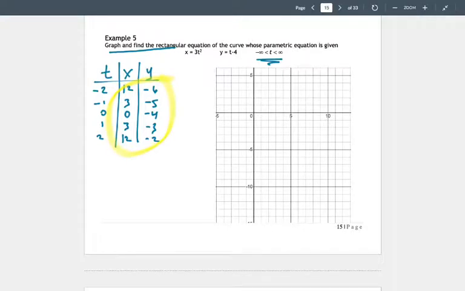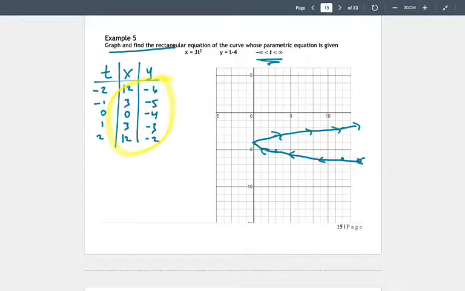So at 12, we're down here at -6. At 3, we're at -5. At 0, we're at -4. And then -3. And then 12, -2. Okay, this one does go forever because it's negative infinity to infinity. So it looks like this. And really, I guess we should be showing our path, so it should be like this.